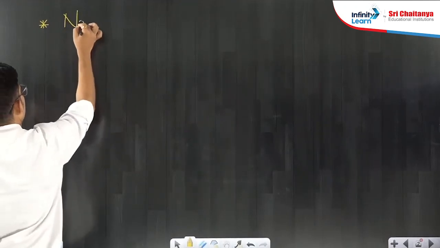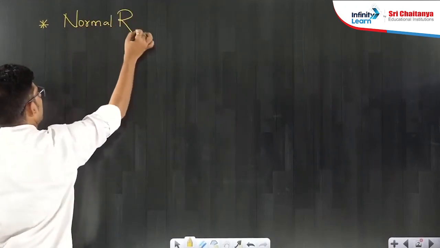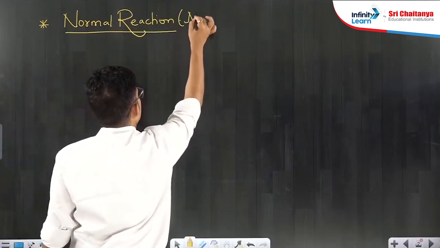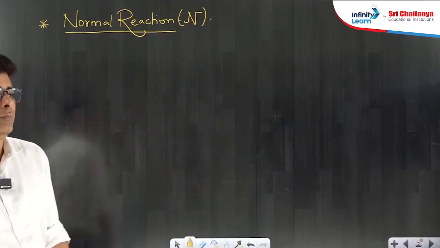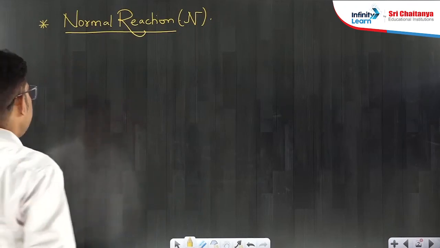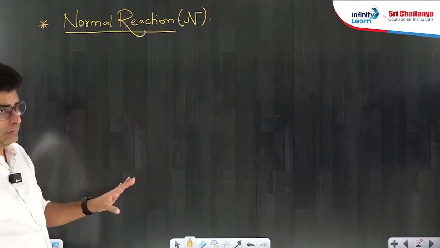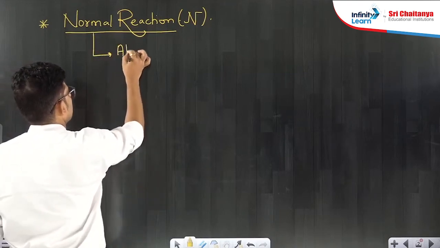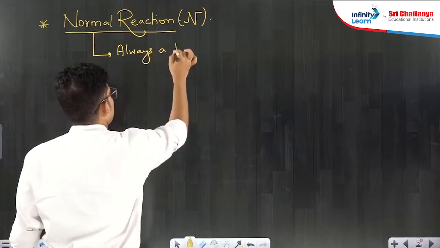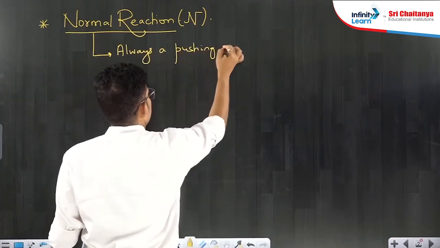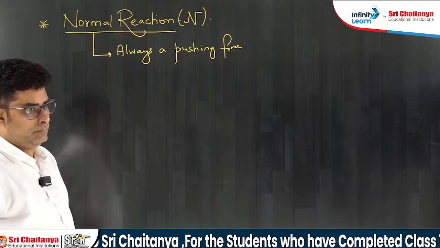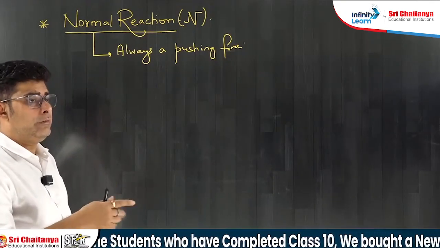Next force which we will be talking about is what we call normal reaction, and we will denote this force as N. Now how is it different from tension? It is always a pushing force. Tension was a pull, normal reaction is always a pushing force. Clear? When will it act? It will not be acting always.